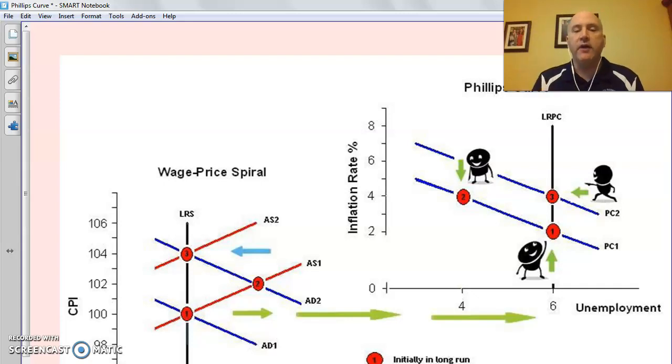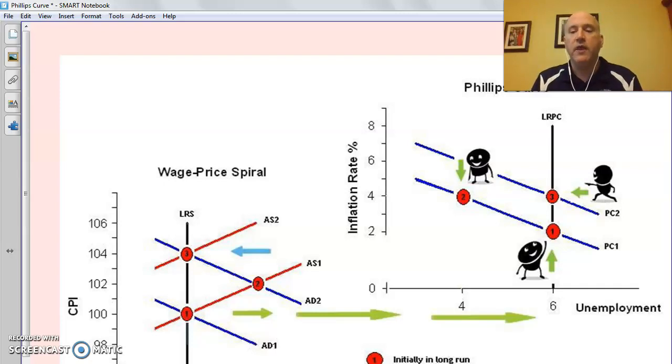As prices go higher, people are going to want higher wages. As they want higher wages, the cost of labor goes up. And if the cost of labor goes up, eventually supply shifts inward. When supply shifts inward, prices go up, but unemployment goes up. And therefore, both of those are going up. That's essentially stagflation. So that's why the Phillips curve doesn't really work.